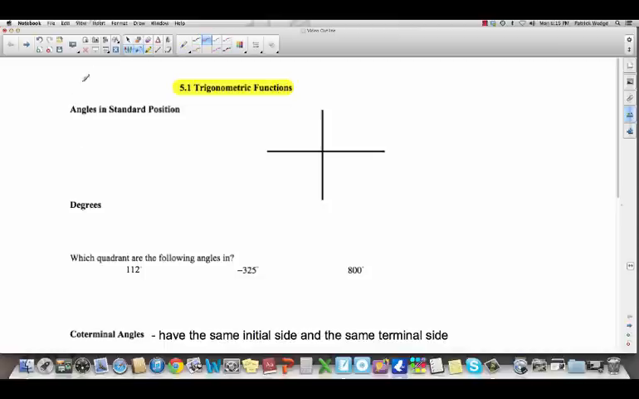The first thing we're going to talk about is angles in standard position. So we did this last year. Angles in standard position is when you have a coordinate plane, an x-axis and a y-axis. And if an angle's in standard position, it has its vertex at the origin. Okay, maybe I'll write that. Vertex at origin.